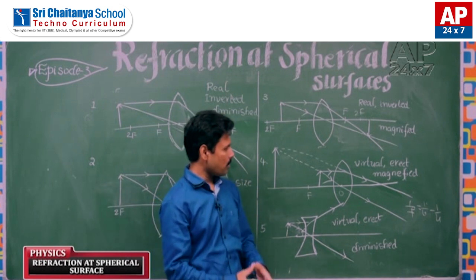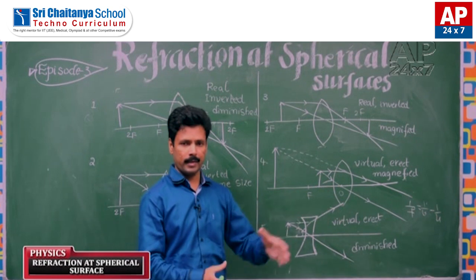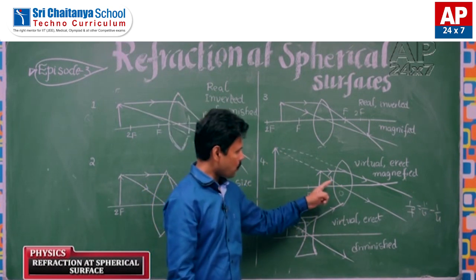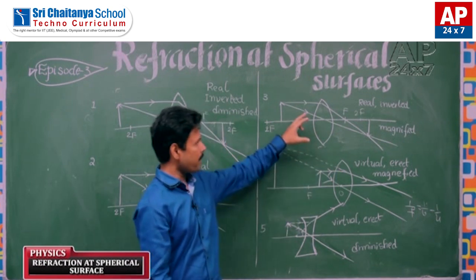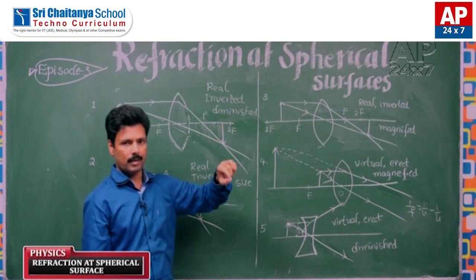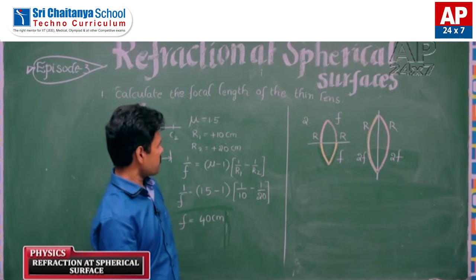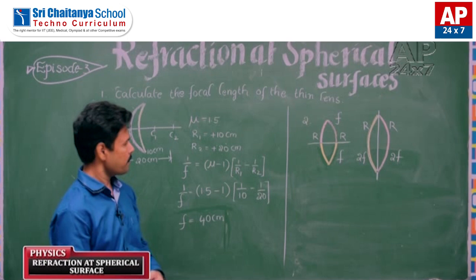While you are locating, or tracing, the position of the image, we take one light ray passing through the optic center, and one parallel to the principal axis. With the help of these two light rays, we can locate the position of the image. Okay, now let us take problems based on the lens equation and lens maker's formula.